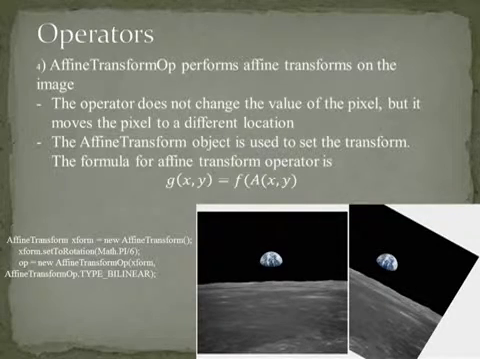The affine transform object is used to set the transform. The formula is given by. So we create an affine transform, and then we apply a rotation on this affine transform. And after that, we can apply it on the initial image to get the following transformed shape.